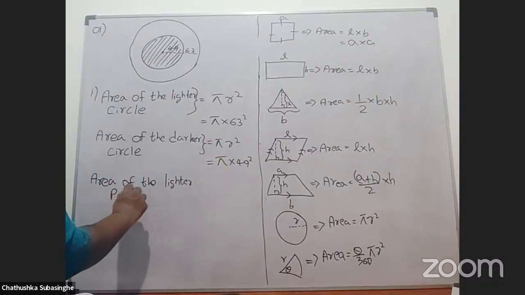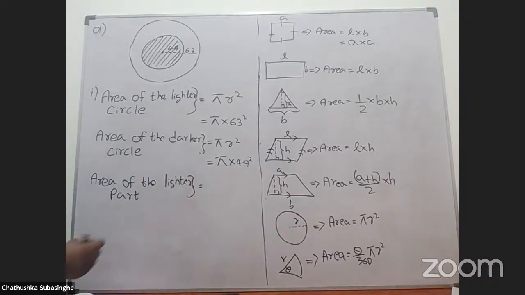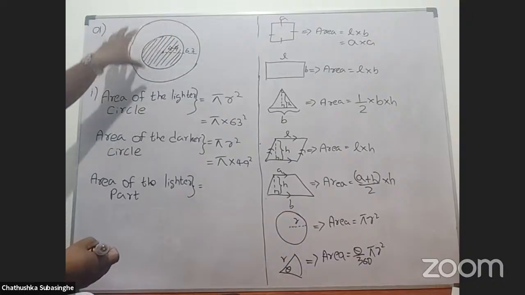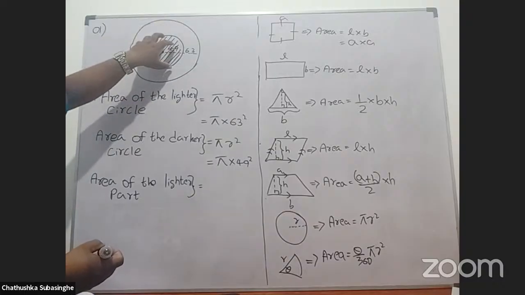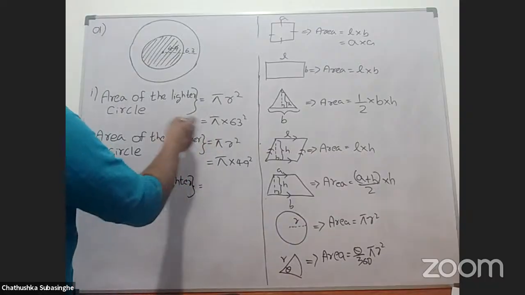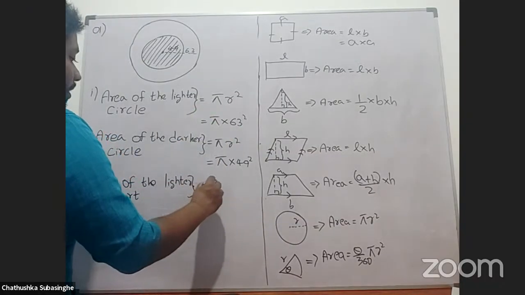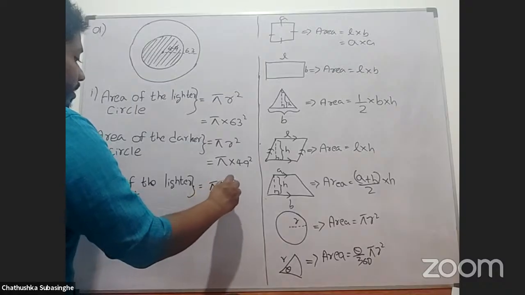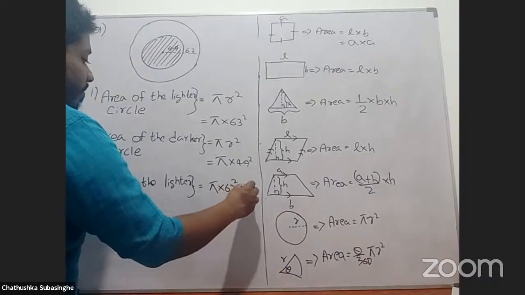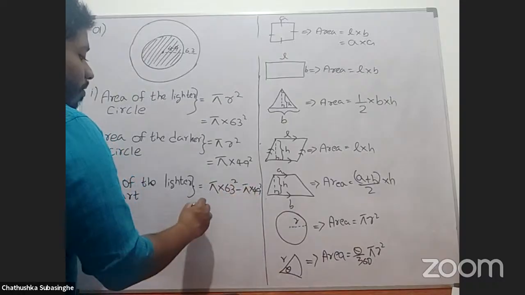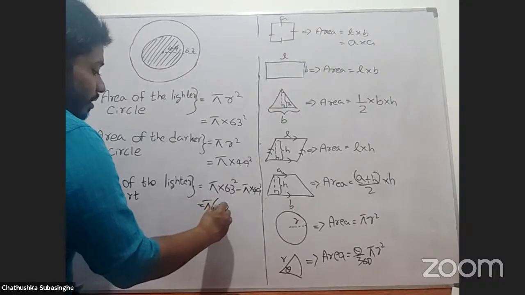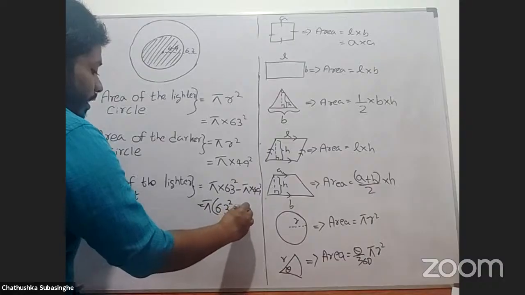The area of the lighter part, which means only this part, right? So I have found the whole thing first, then the small part. What I'm going to do is subtract. I'm going to subtract the big one: pi multiplied by 63 squared, take away pi multiplied by 49 squared. Now I take pi out, so I get pi. When I take pi out, I have 63 squared, take away 49 squared.